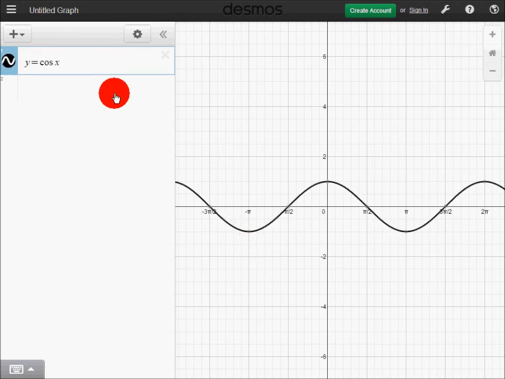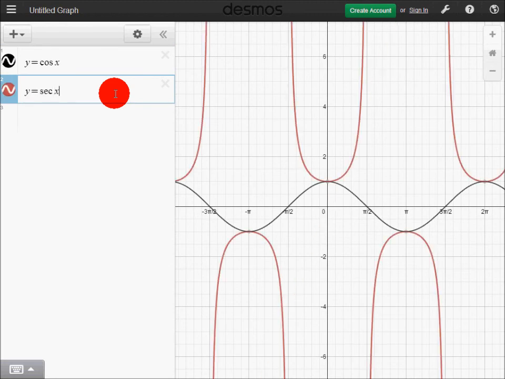So y equals cosine of x and y equals secant of x. Remember, whenever cosine is 0, you're going to have an asymptote, so at odd multiples of pi over 2. Now, how does a 2 in front of cosine affect the graph?